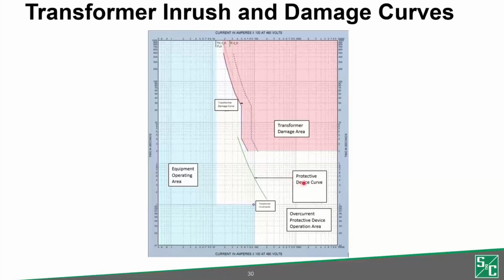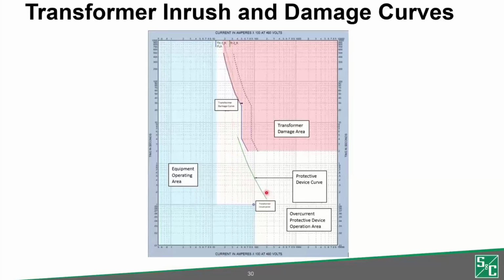Your overcurrent protective device should be set per that previous table to protect the transformer above its full load amps. Typically, we like to set it around 125% if you can, if it's a relay. But again, it depends on your application, what you need there.